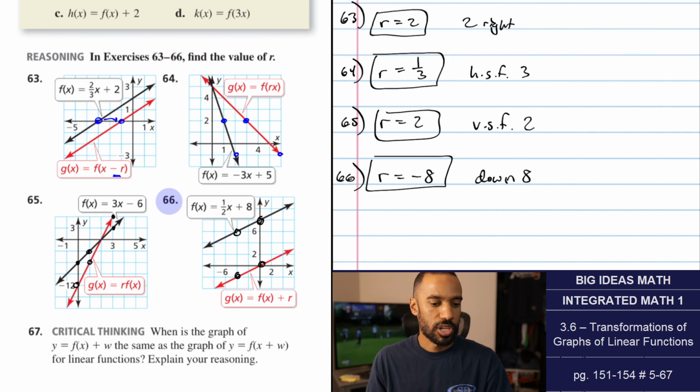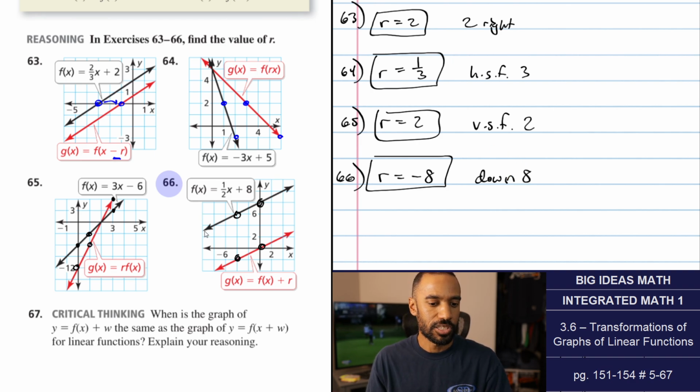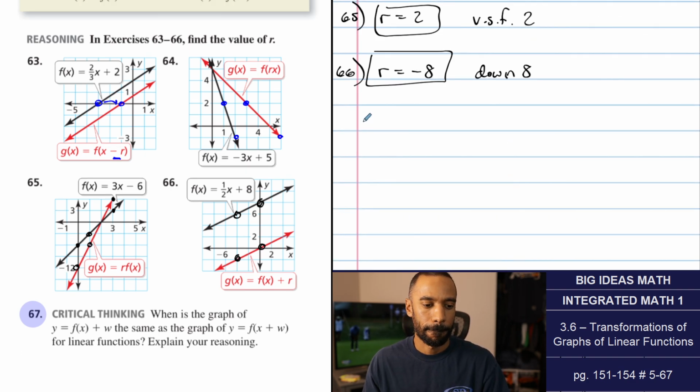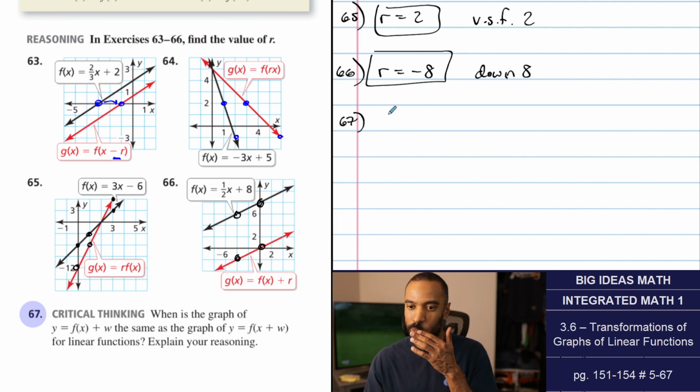And our last question is number 67 on critical thinking. It says, when is the graph of f of x plus w the same as y of f of x plus w for linear functions? Explain your reasoning. The only time I can think of, it might be for everything. Hold on. I was going to say the only time is when it's 0. But, we just saw this.